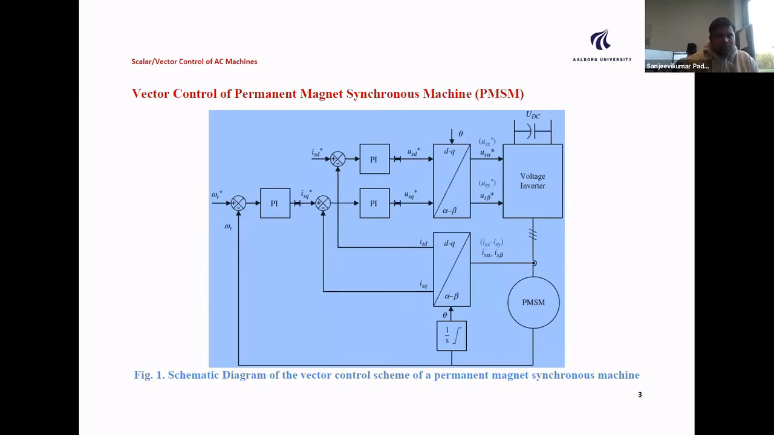How to control? Same logic. So the speed can be taken as a reference and can be compared with a sensor. Here we used another technique, a sensor-based control algorithm.